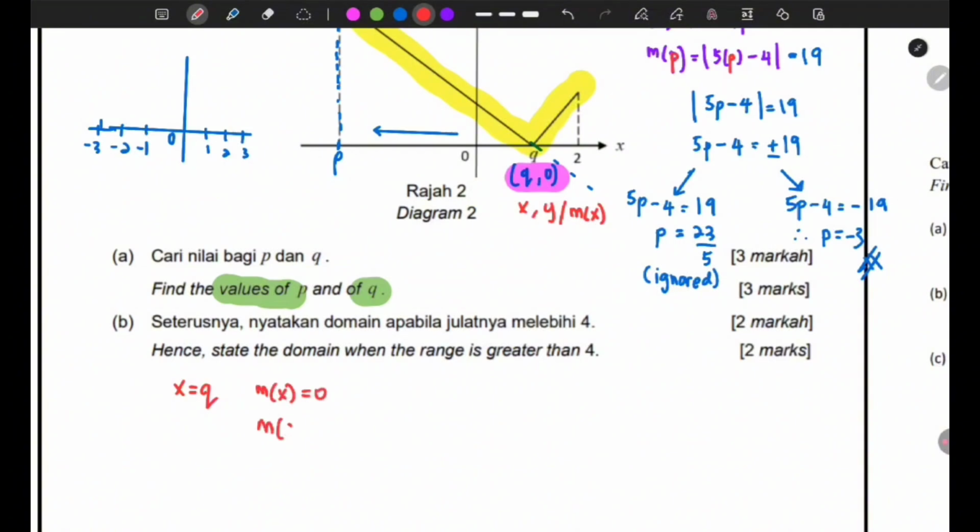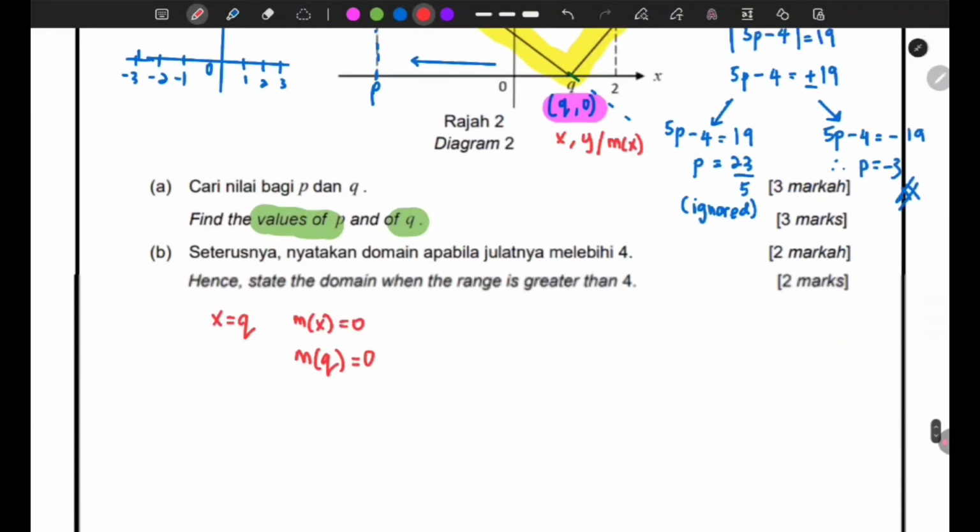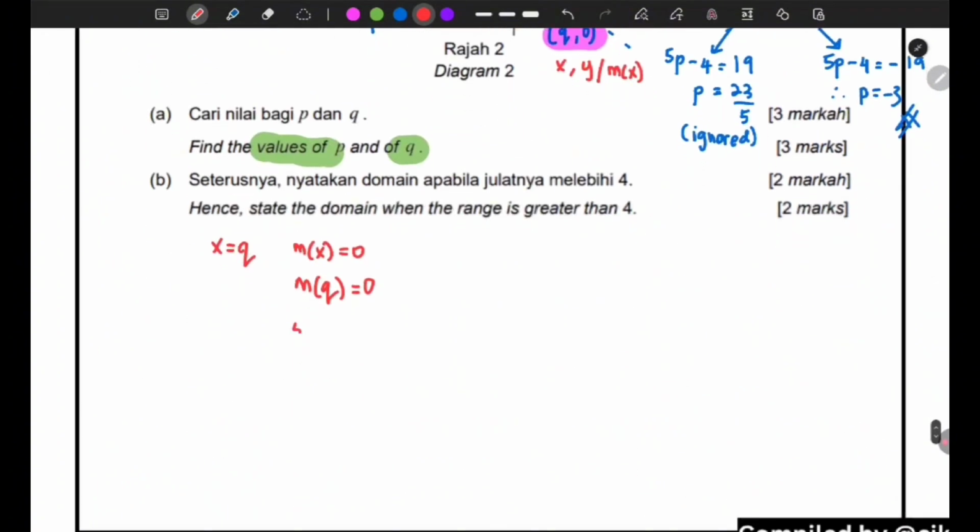That means your mq is 0. And what is your mq? Anything just begins from this equation. Sub your x with the q because your x is now q. Don't forget the modulus. This is equals to 0. And now throw away your modulus. When your modulus you bring to that side, it becomes plus minus. Don't forget that.